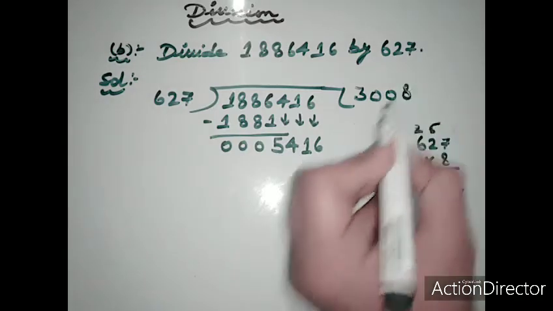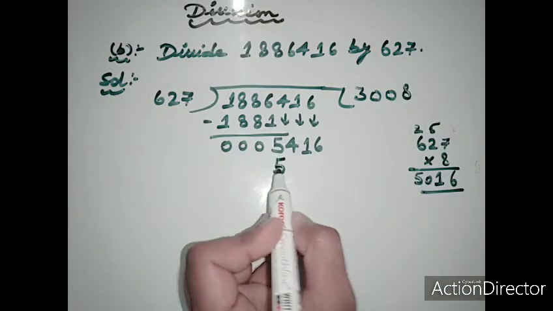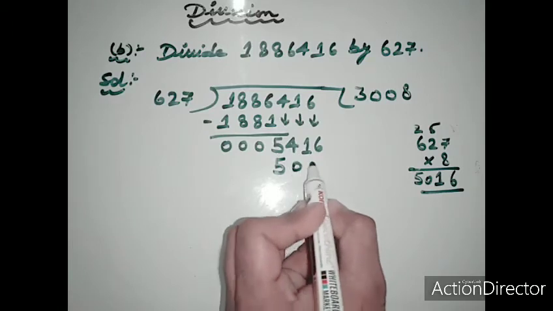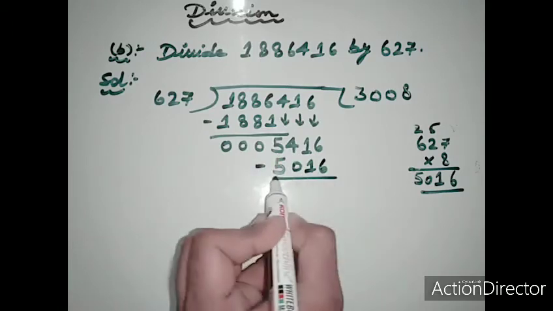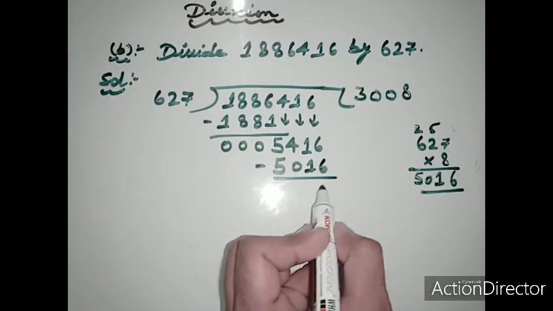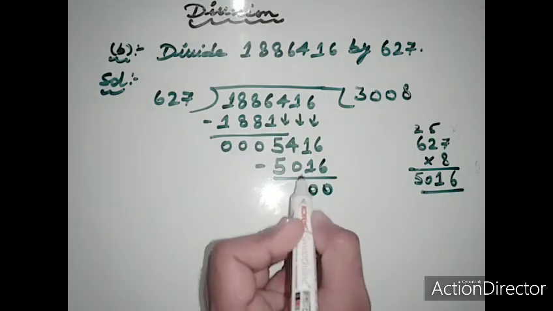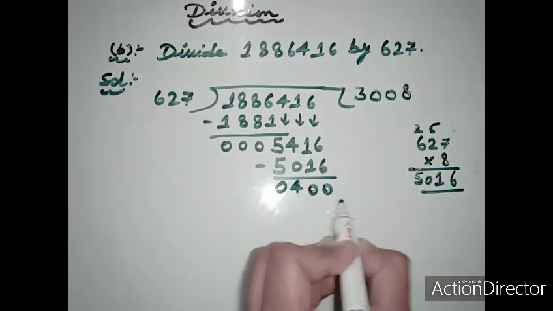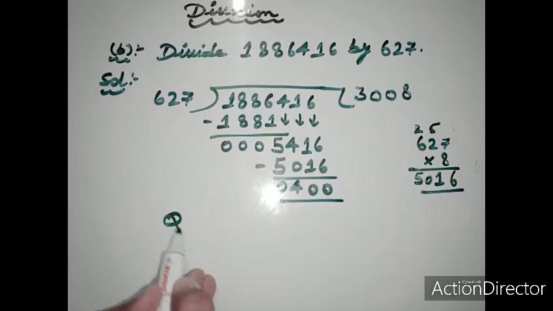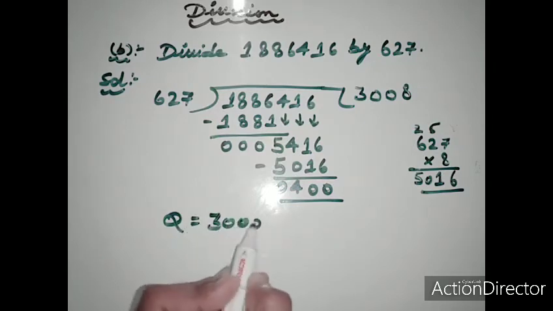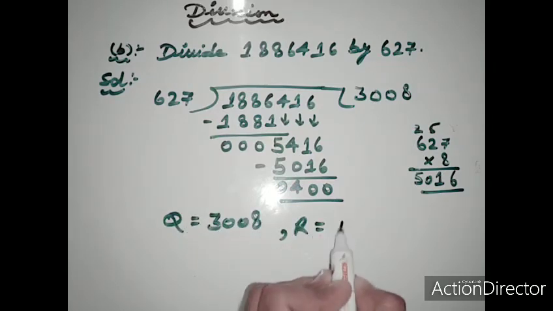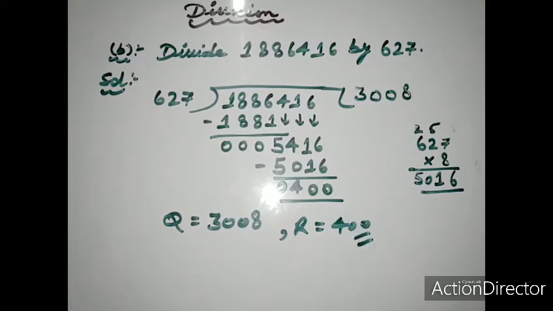So here 8 times, here we get 5016, right? Now 6 minus 6 is 0, 1 minus 1 is 0, 4 minus 0 is 4, and 5 minus 5 is 0. So here we get quotient 3008 and remainder equal to 400. So by using this method we solve different questions related to division.